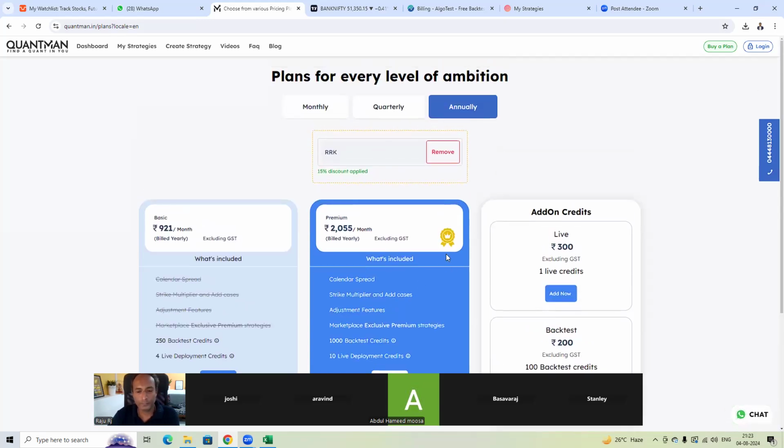So do we have to buy Quantman and AlgoTest both? No, it is left to you. Whichever strategies you want to deploy, you can buy either Quantman or AlgoTest, either of them. You don't need to buy both.